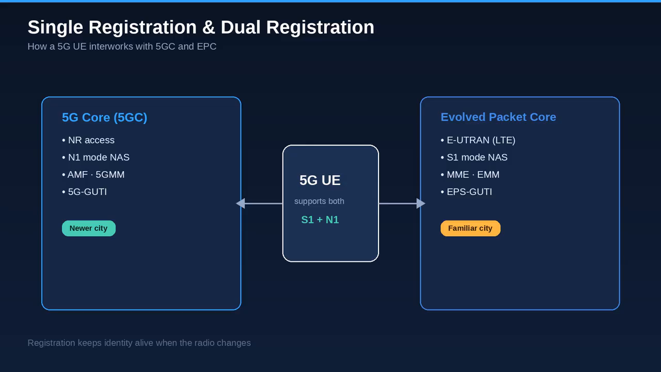How your device proves who it is to the core network and keeps that identity alive when the access technology changes. Today, we unpack single registration and dual registration, two ways a 5G user equipment, or UE, can interwork with both the 5G core and the older evolved packet core. By the end, you will see which mode is mandatory, how temporary identities get mapped, and why the network, not the phone, picks the mode.